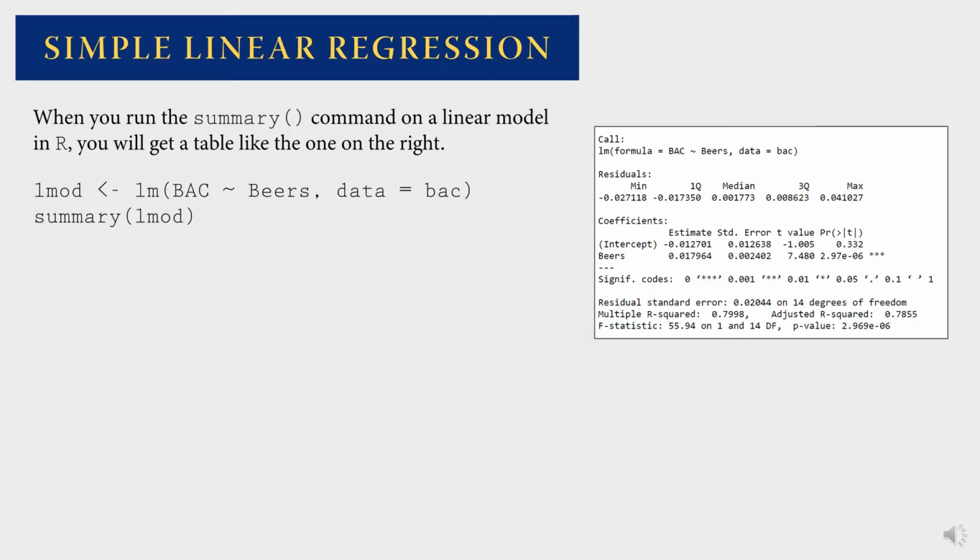When you fit a model in R, this is the summary output you get. It tells you the formula you used. It gives you the quantiles of the residuals. So this is the minimum residual. This was the median residual, etc.